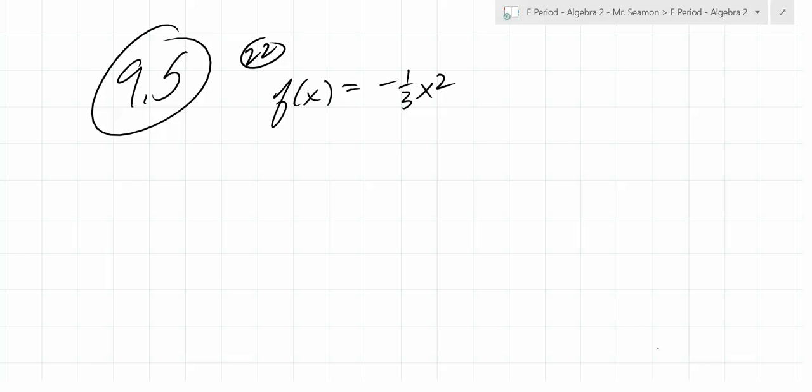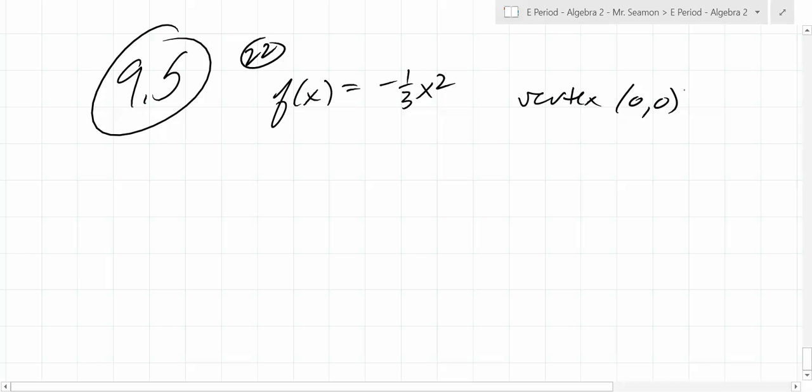This is not going to move left, right, up, or down. The vertex is still going to be where? Where's the vertex on this one? 0, 0. It's still going to be 0, 0, because it has not moved up or down, or left or right. Remember the general form is a times x plus h squared plus k, like that.